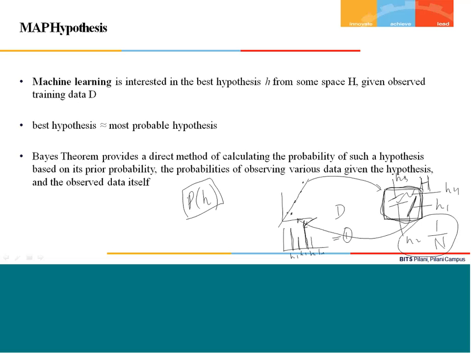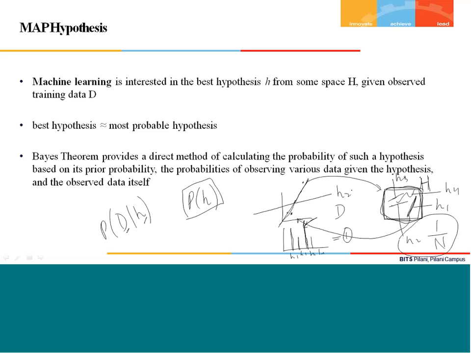Now the other probability is: what is the probability of data given h? What is the probability of data given h? Now you choose some hypothesis from the space. Now how well is that hypothesis describing the data? For example, this is the case, let's say this is my h3, and this line is this one. Let's say this is h2.